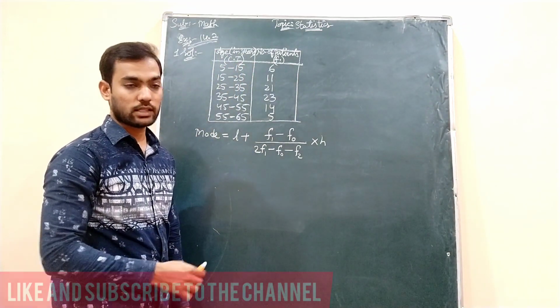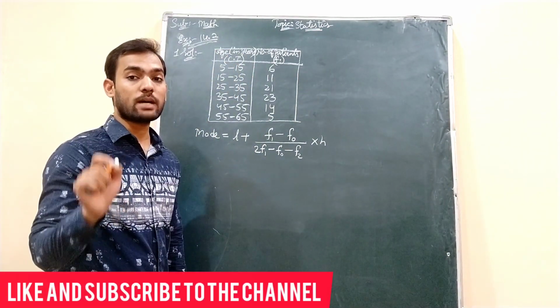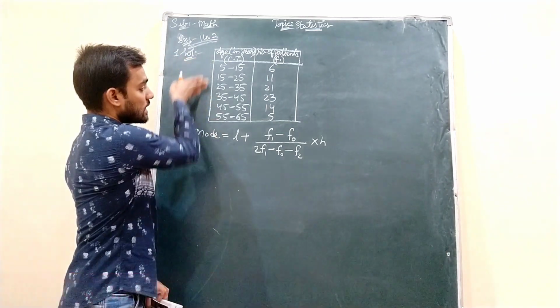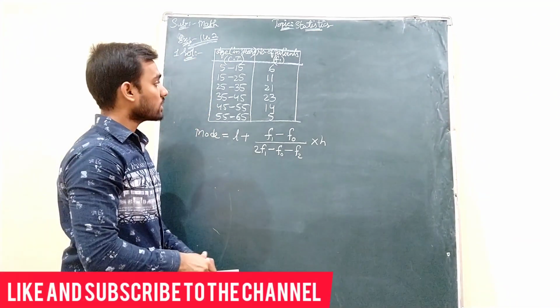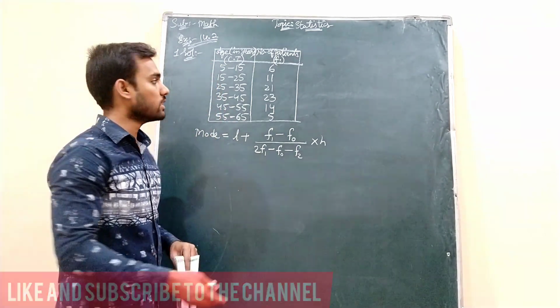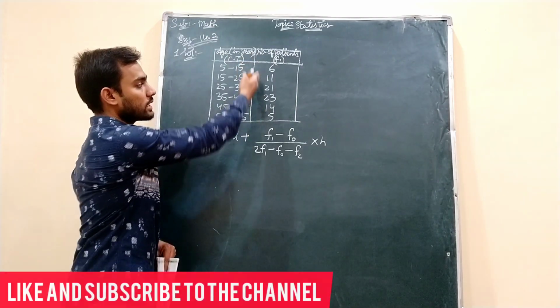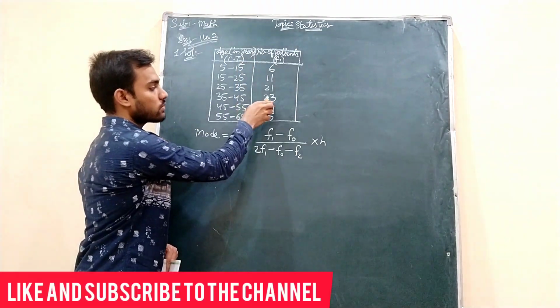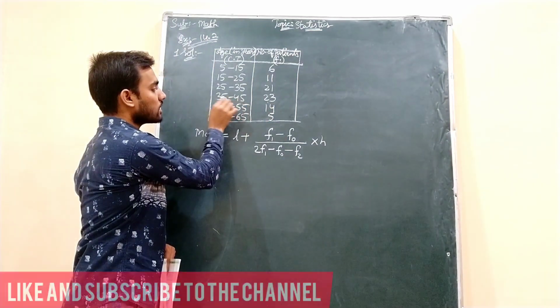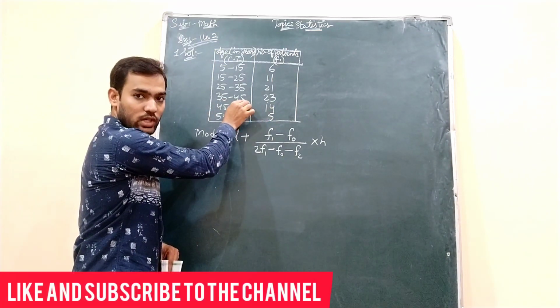So as I said just now, L stands for lower boundary of the modal class. And how to check which class is the modal class you are having? 6 different classes. So among these 6 different classes, one class is the modal class. How to decide it? Very easy. You need to see the biggest number over here, which is having maximum frequency. 23 is the maximum frequency value. So these are the two boundaries. This is the class which is the modal class.